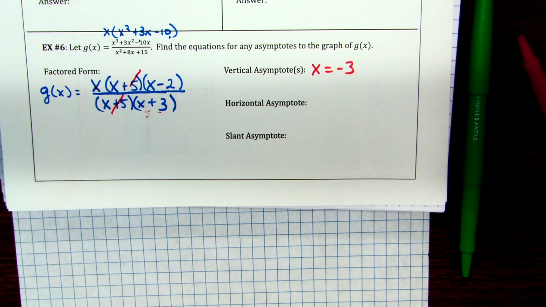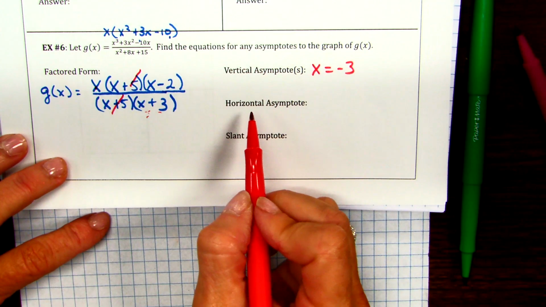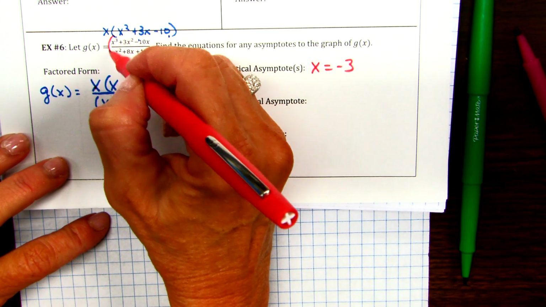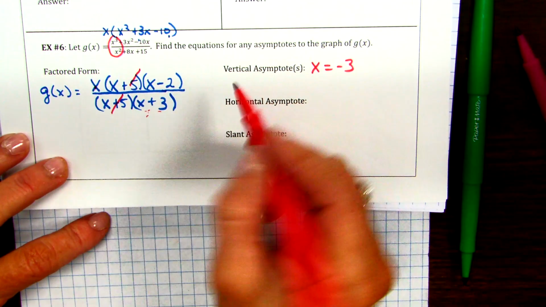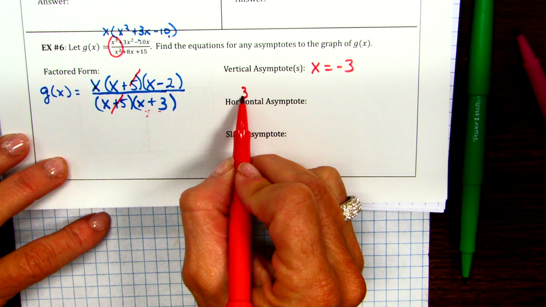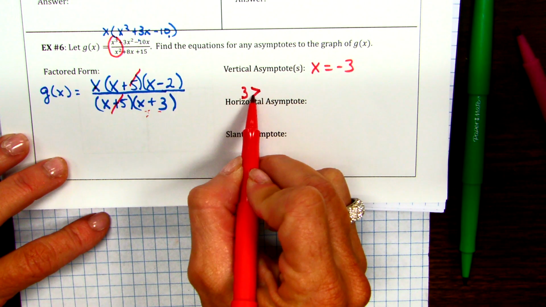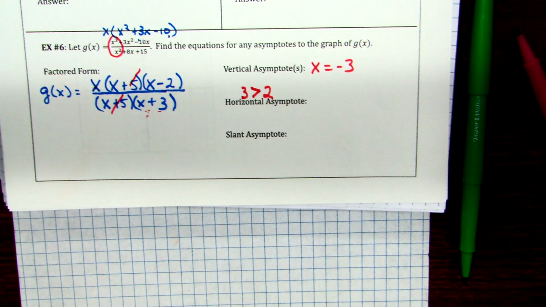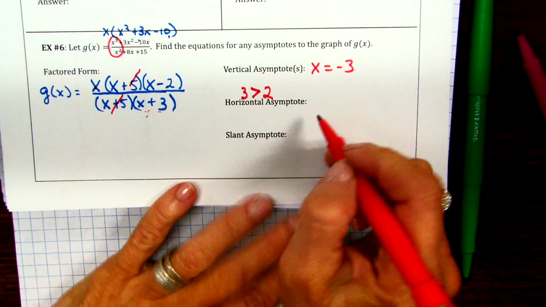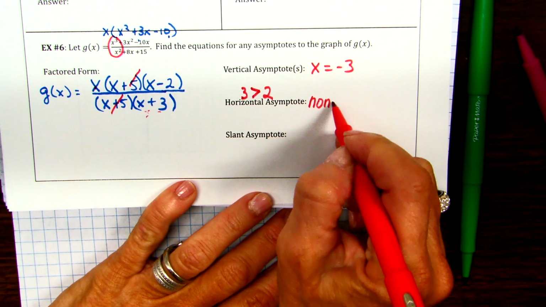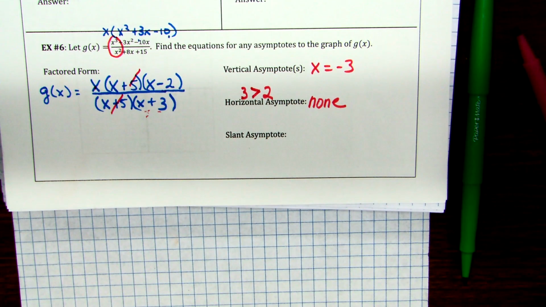Our last one. Okay, and jump in with this. Okay, horizontal asymptote, remember, it comes from the degree of our numerator is 3, and the degree of my denominator is 2. 3 is greater than 2. When that happens, we have no HA.